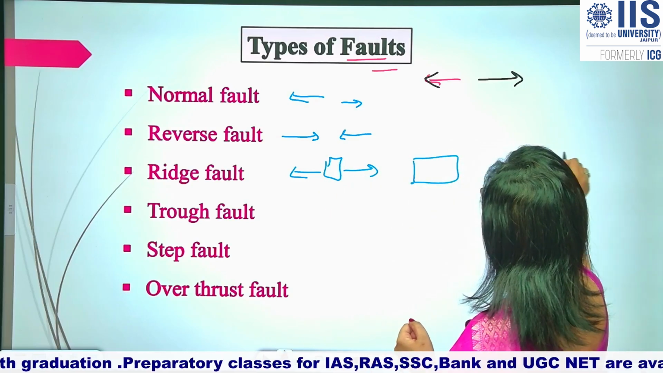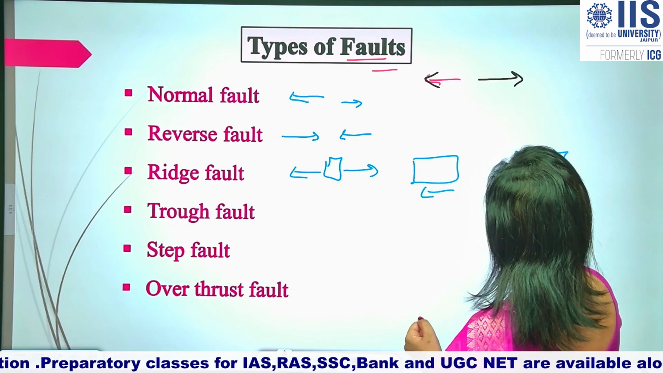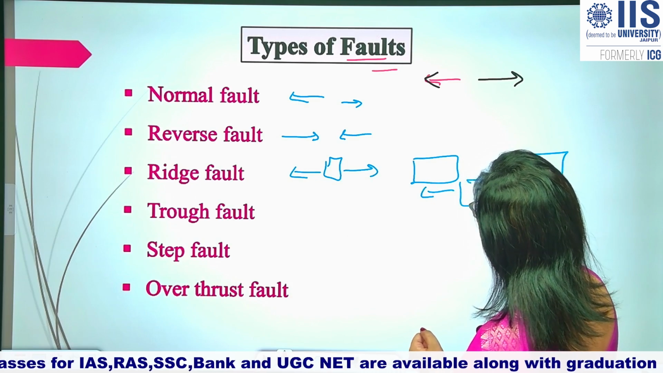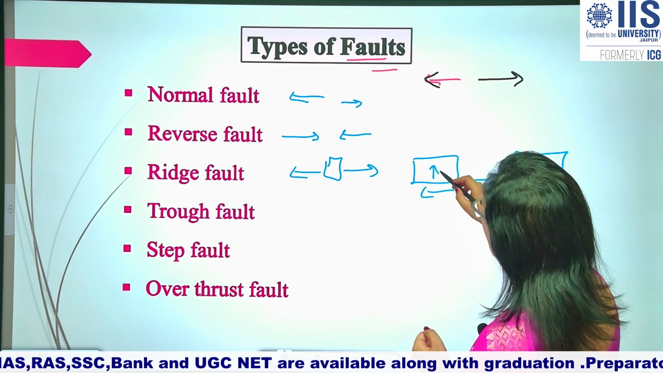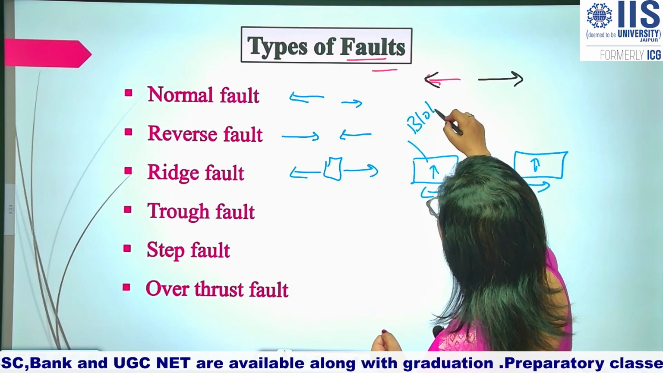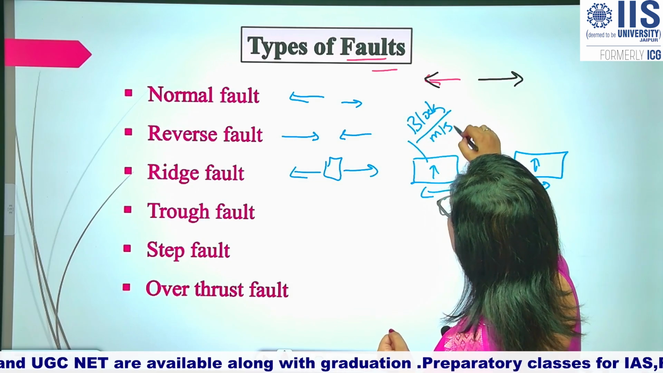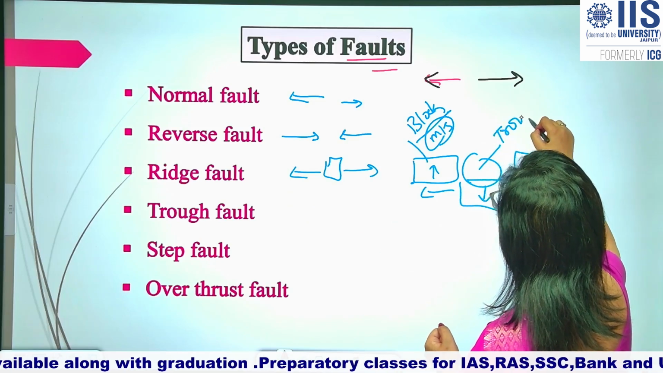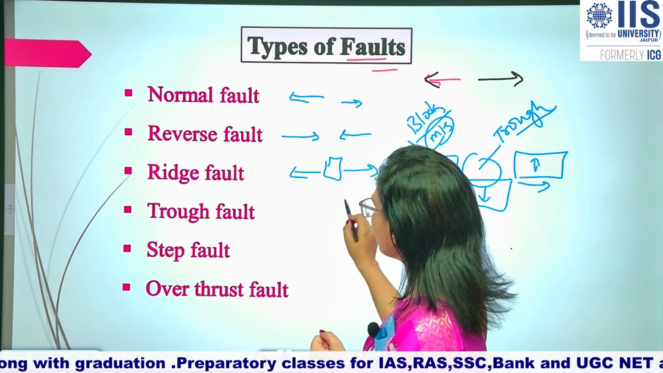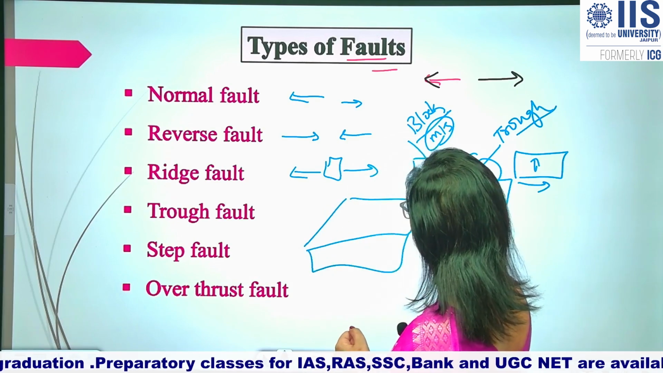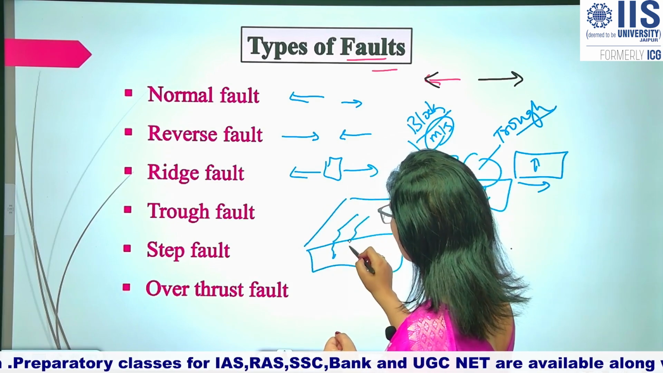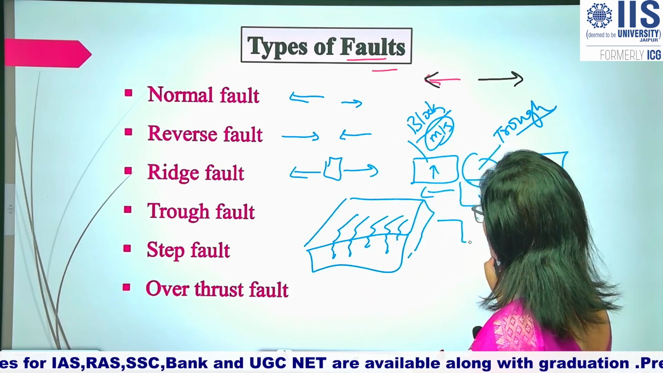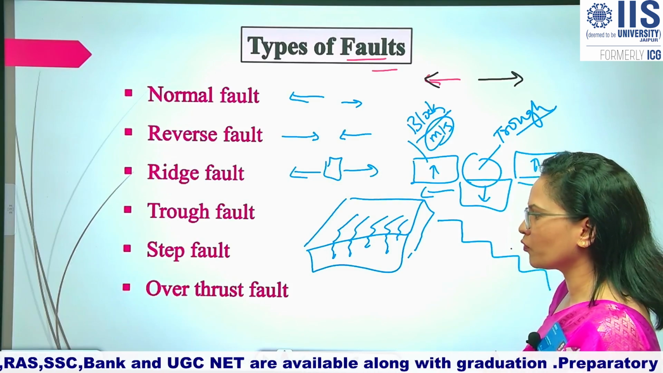You can understand by this part. Blocks are moving apart from each other and this part is subsiding. If this part is subsiding, then the side blocks will be formed as mountains, so they will be known as ridges, but this is known as a trough fault. Step fault, if several cracks are formed and along with that they are displaced, then a step type of structure is formed. It will be known as a step fault.